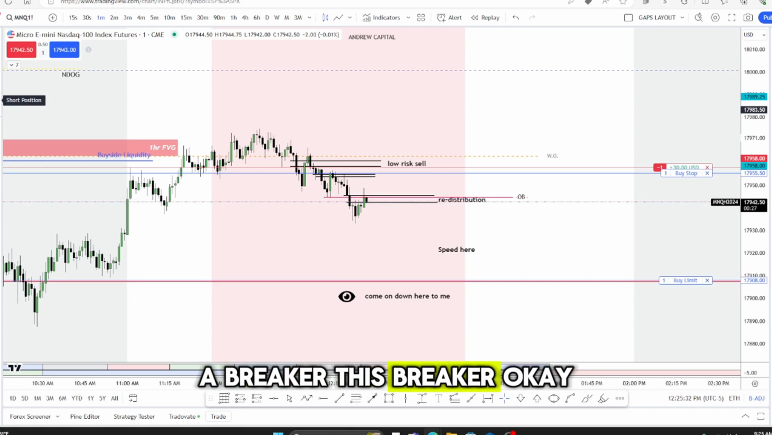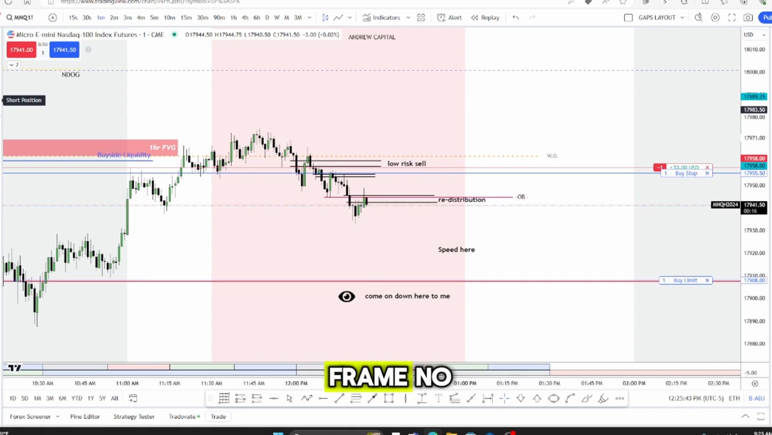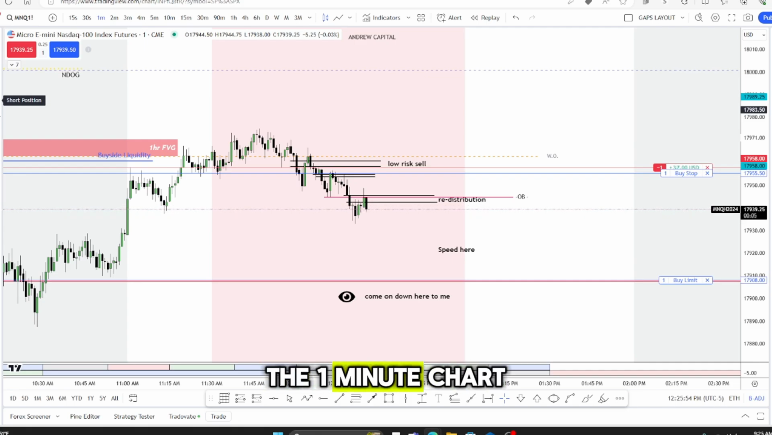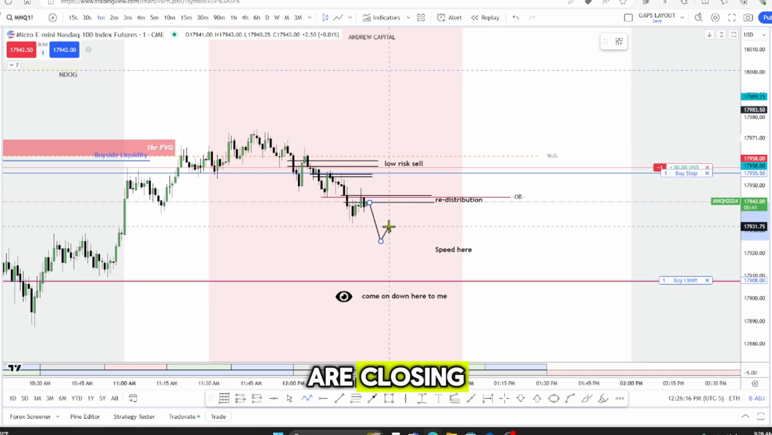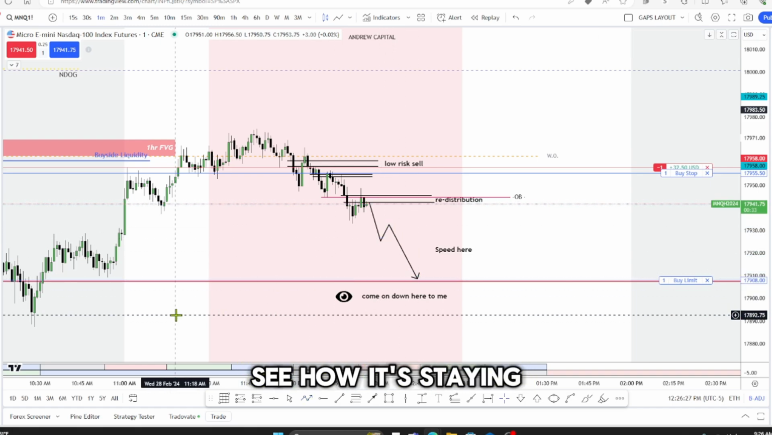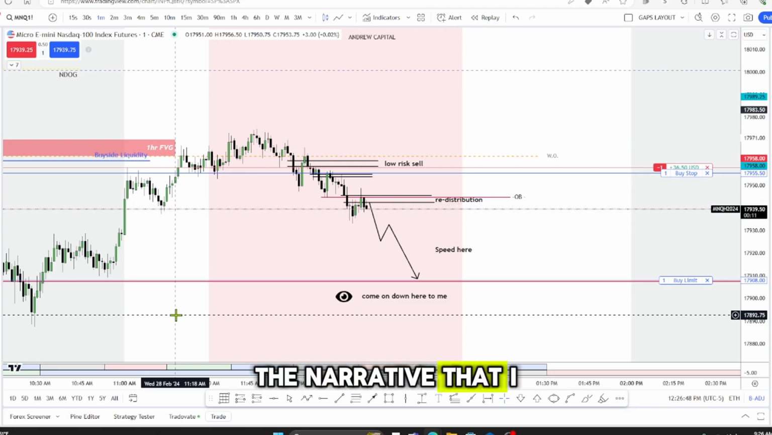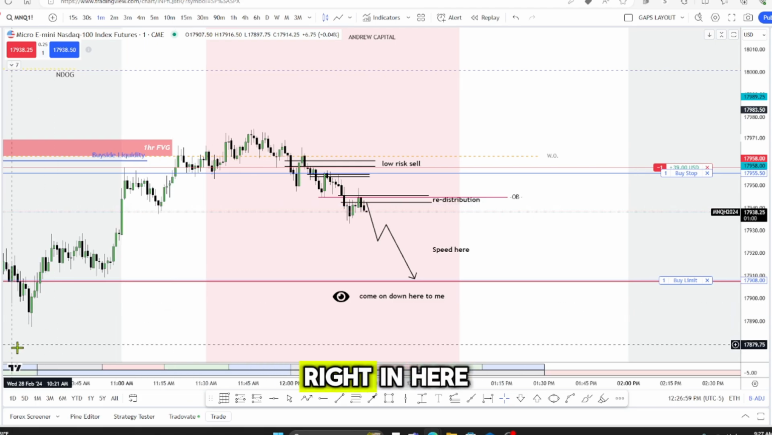A breaker. This breaker, okay, was formed on the 30-second time frame? No, it was formed on the 1-minute chart. But you can see the bodies even in this lower time frame. Look where the bodies are closing and opening. See how they're inside of that candle? See how it's staying in there? We're getting wicks, yes, but the bodies were telling the narrative that I was on side. It rallies up, and then right in here, what is it doing?